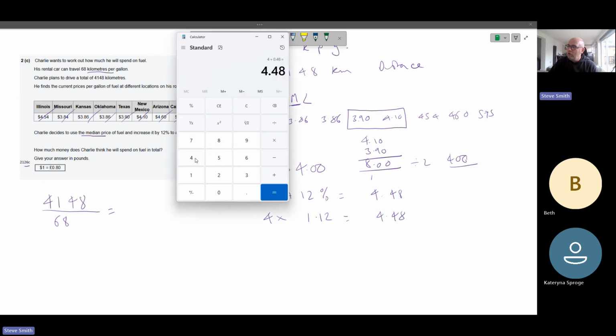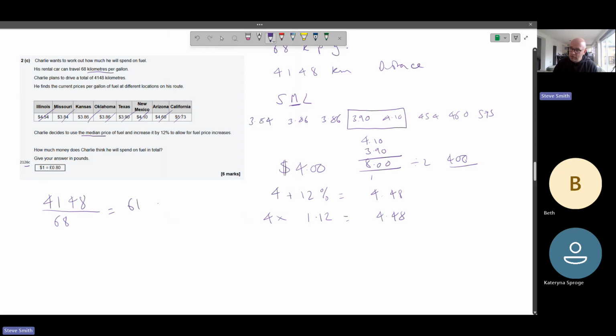So we're going to go 4,148 is the total distance I'm going, divided by how many miles per gallon. So I'm going to split my 4,148 into 68 equal parts, divided by 68. That's equalling 61. So I need 61 gallons. I've got my price because I did that before. $4.48. So I've got 61 gallons at $4.48, and that's going to be my price.